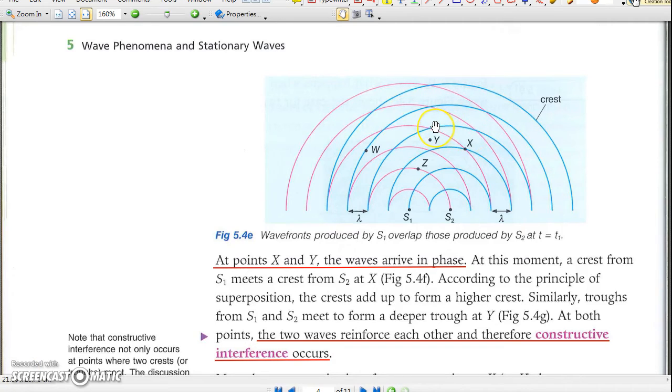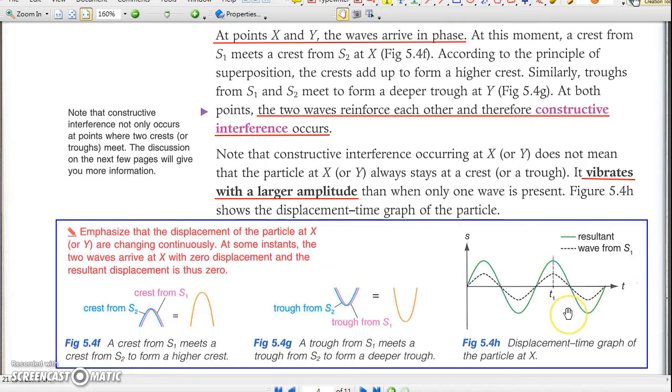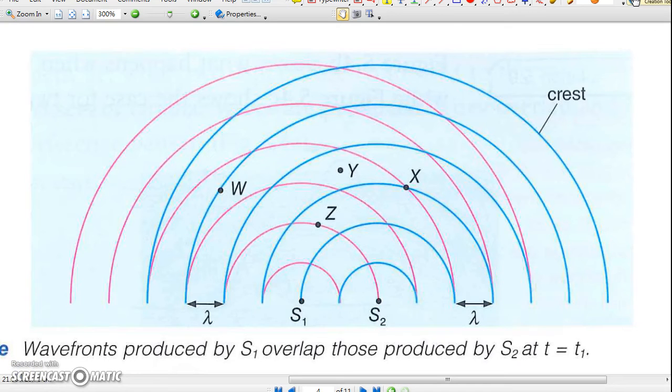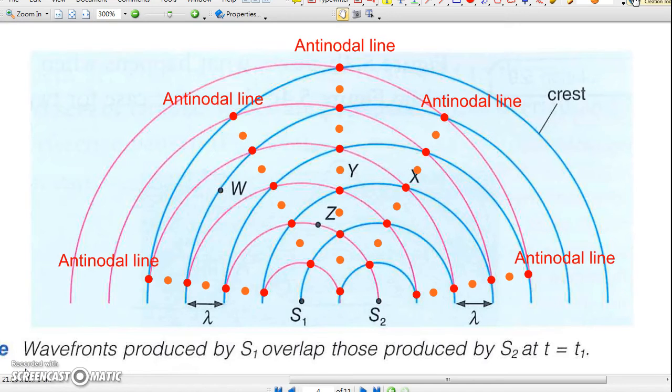At any point like X or Y, the waves from S1 and S2 arrive in phase. The two waves reinforce each other. We say that there is a constructive interference. It results in a larger amplitude of vibration like figure 5.4h. So the brightness of the corresponding spot on the screen alternates between very bright and very dim. And of course, there is always a short time when the brightness returns to normal, when its displacement is 0. We can locate the points where the waves arrive in phase, and we can see they form lines of points where constructive interferences occur. We call these lines antinodal lines.